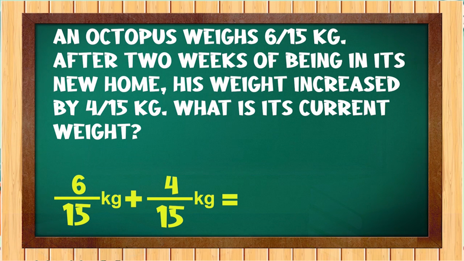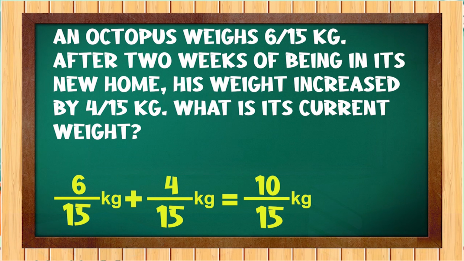Our denominators are the same, so we only add our numerators. 6 and 4. 6 plus 4 will give a total of 10. So our answer is 10/15 kg. But boys and girls, look at that answer. Can we write it like that on the answer line? No, we can't write it like that on the answer line. That fraction can be expressed in a simpler form.